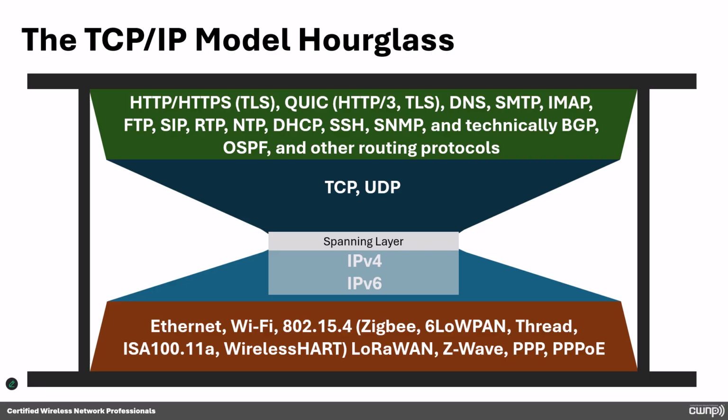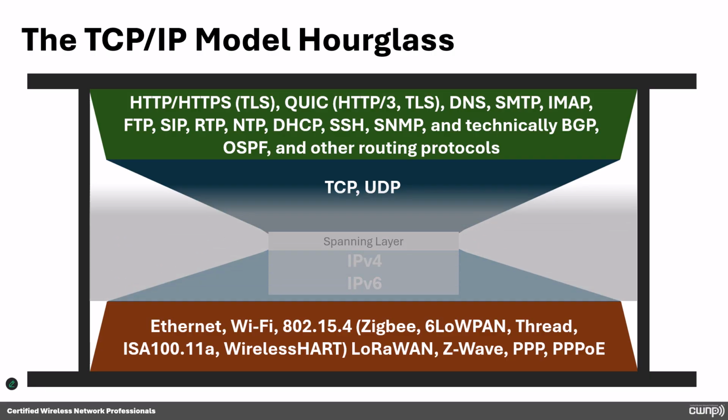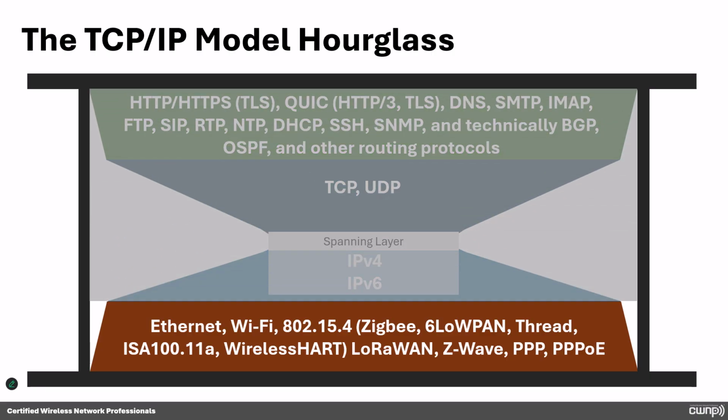When we're talking about how Wi-Fi is impacted by the rest of the network, what we're really focusing on is all the stuff above the link layer in the TCP/IP model. So this can include our application layer protocols, TCP and UDP functionality, and IPv4 and IPv6 functionality.